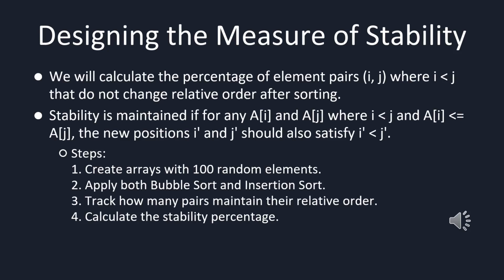So, how do we measure the stability of a sorting algorithm? In this project, we approximate stability by calculating the percentage of element pairs whose relative order does not change after sorting. Let's test this by creating arrays with 100 random elements, applying both bubble sort and insertion sort, and tracking how many pairs maintain their original relative order.